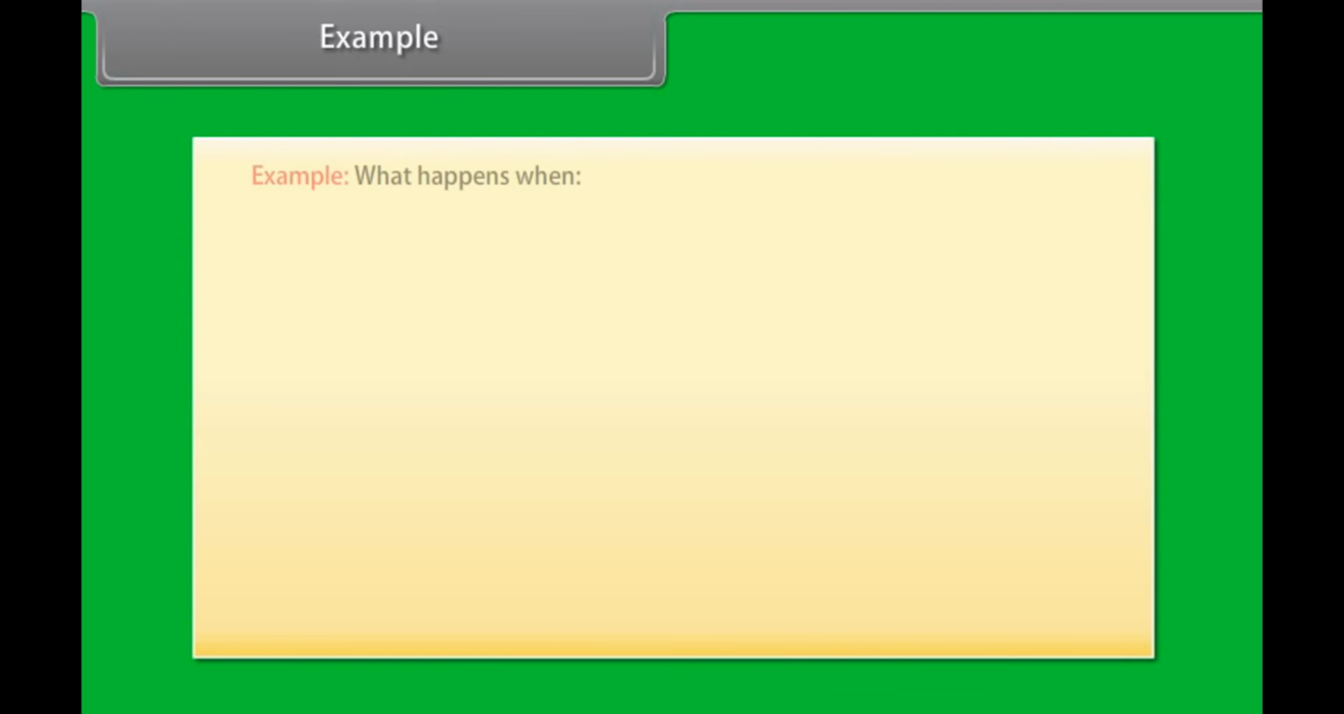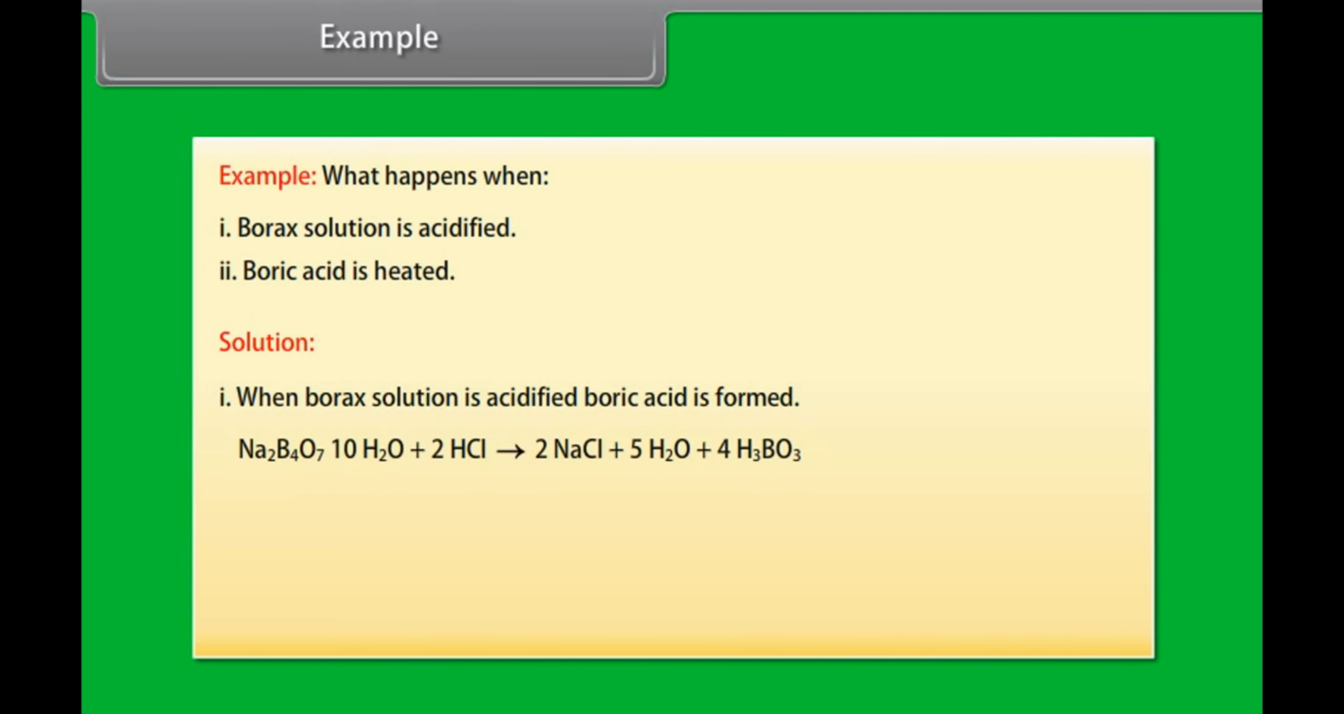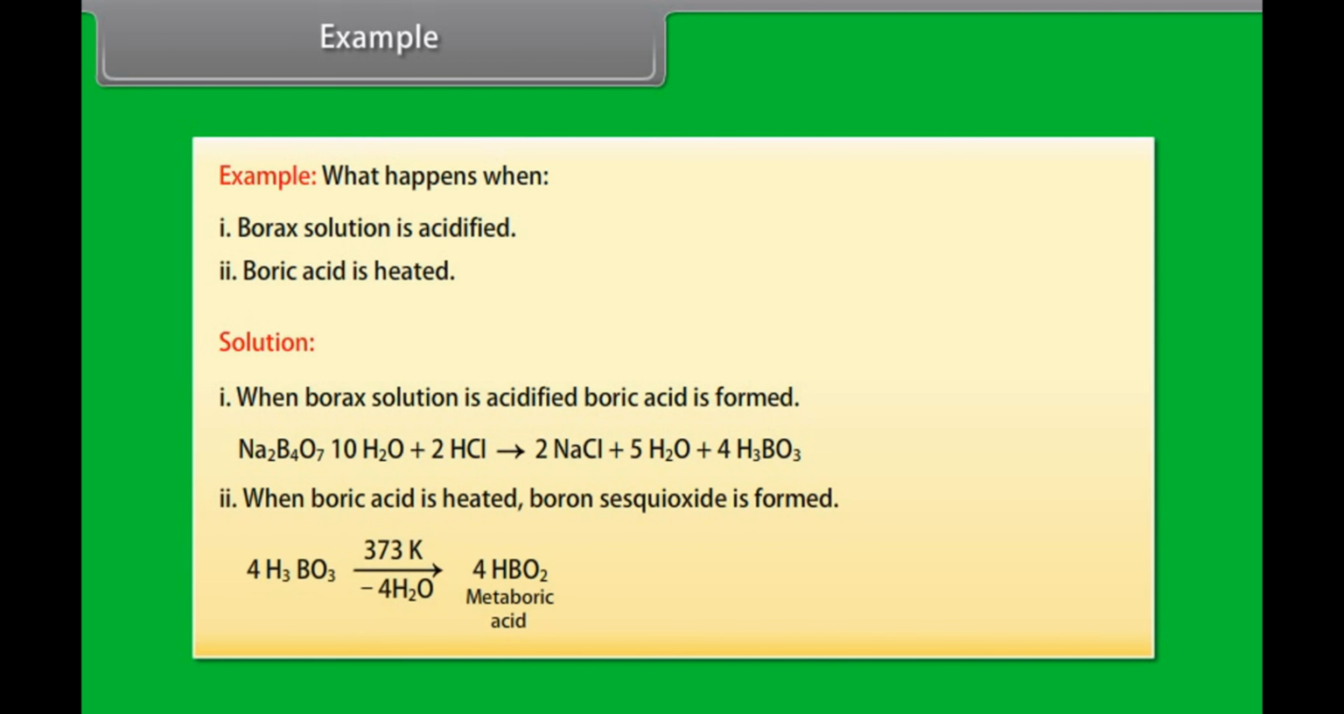Example. Let's take an example. What happens when borax solution is acidified and boric acid is heated? Let's see the solution. When borax solution is acidified, boric acid is formed. When boric acid is heated, boron sesquioxide is formed.